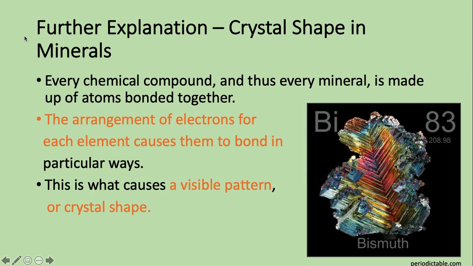Further explanation on crystal shape in minerals. Every chemical compound, and thus every mineral, is made up of atoms bonded together. The arrangement of electrons for each element causes them to bond in particular ways. This is what causes the visible pattern of atoms, which is your crystal shape. Here's a picture of bismuth with a very interesting crystal shape.